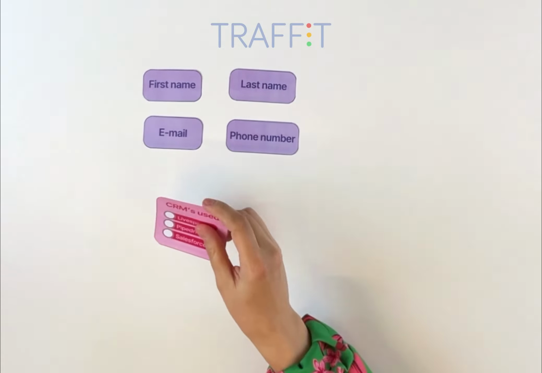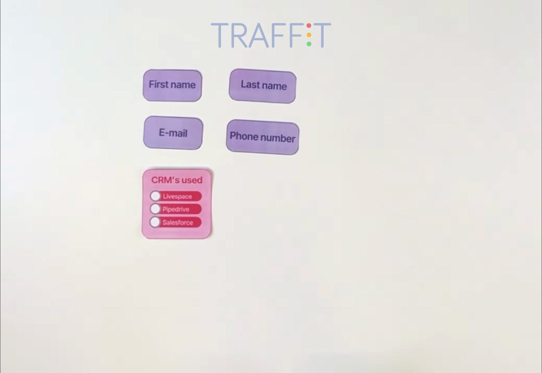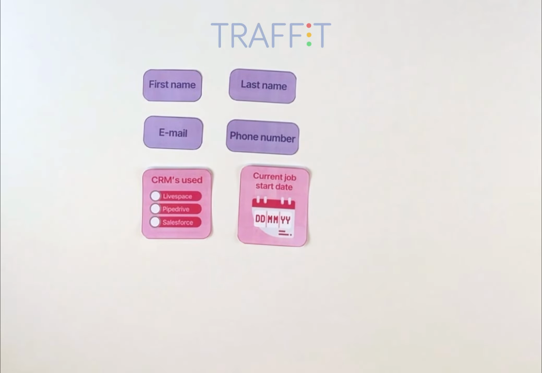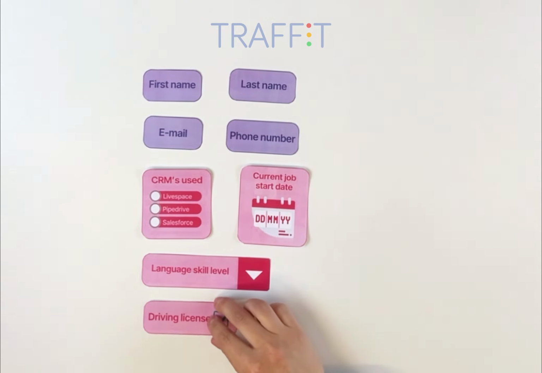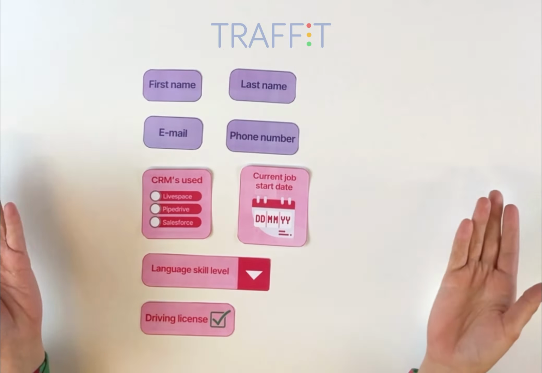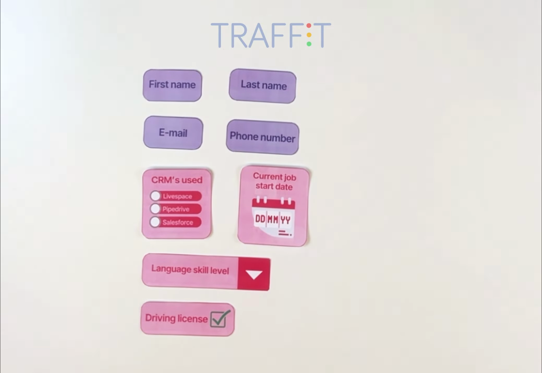I decided I want to collect the following information. Knowledge of CRMs, a multiple choice field, because I often search for talents for my sales department. Start date of current job, because I want to know the candidate's seniority in their current position and their notice period. Language skills level. This is important for me because we work in English. Driving license, because account managers sometimes need to visit their clients, so I need to know if my candidates have a driving license. Voila! This is my candidate profile in TRAFFIT. I can edit it and add new fields anytime.